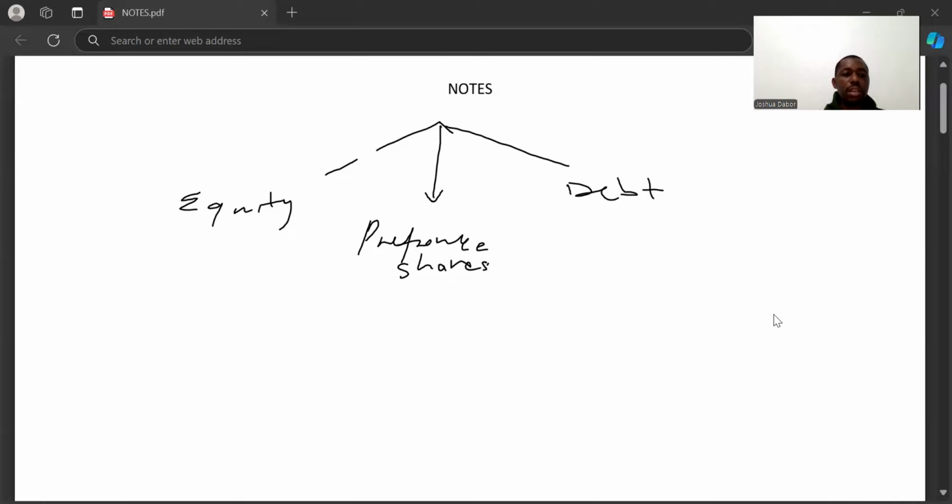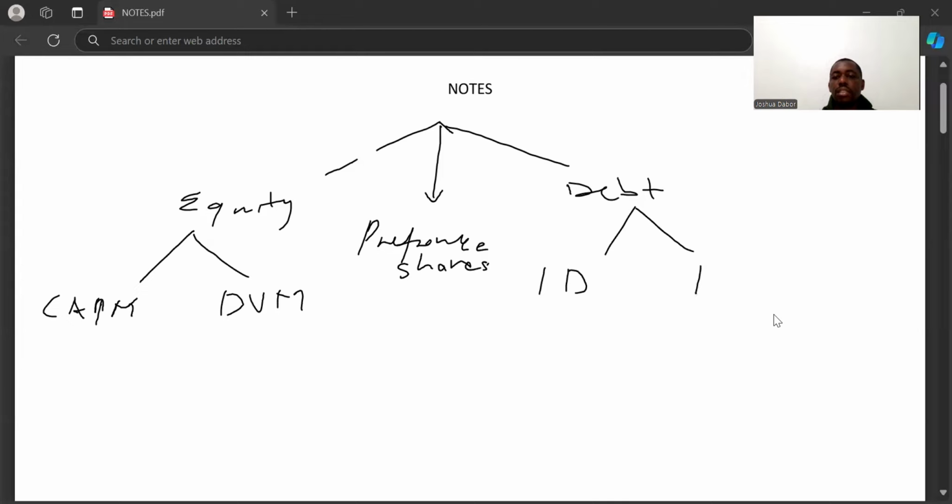For cost of equity capital, you can use just two methods to calculate the cost of equity capital, which is the capital asset pricing model, CAPM, and also the dividend valuation model. For your cost of debt, you have two types of debt for your exam purpose also. Broadly, we have the irredeemable debts and the redeemable debts.